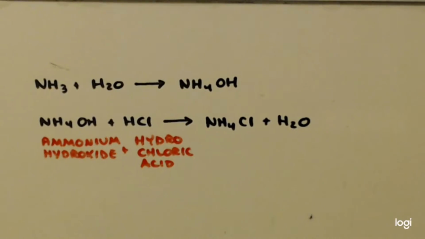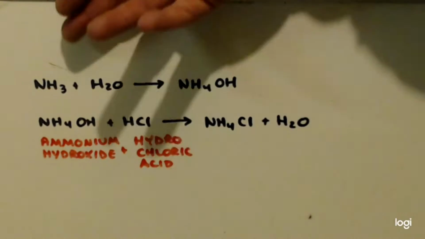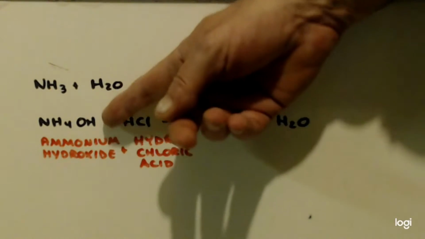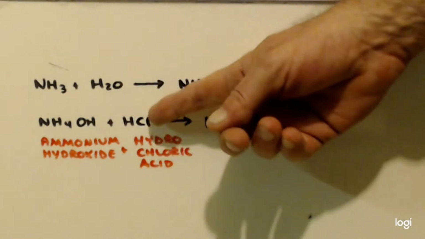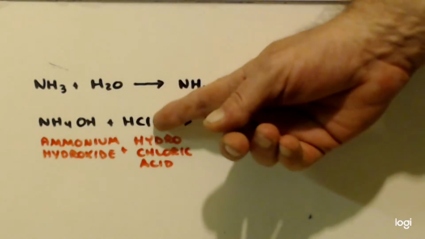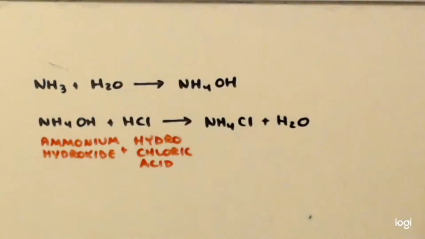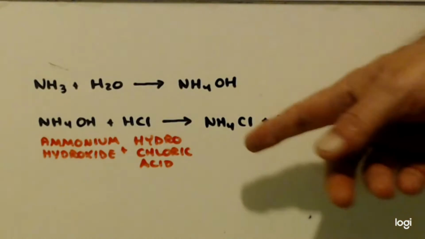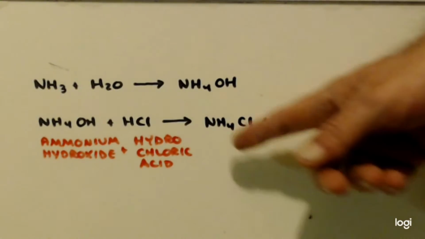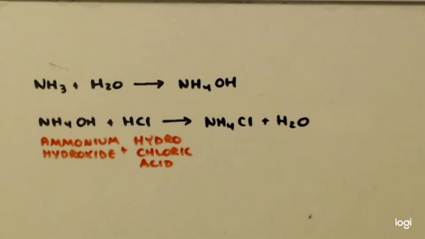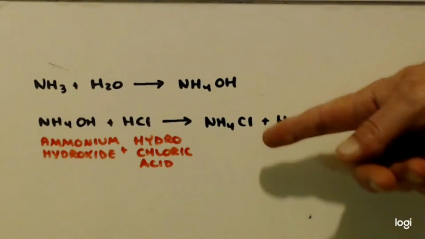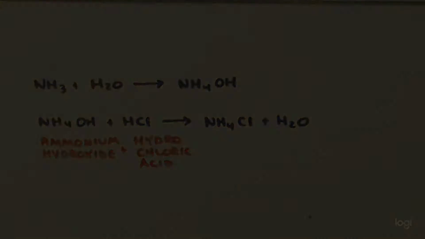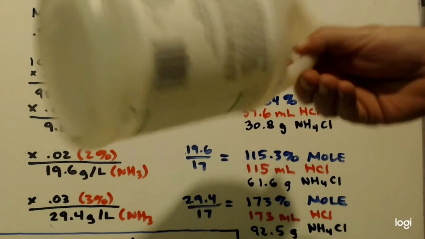Okay, here's your equation. It's a simple equation. If you put ammonia in water, you make ammonium hydroxide. We're just going to basically put ammonium hydroxide with hydrochloric acid. We've got an acid and a base. And what do you get when you get an Arrhenius acid and an Arrhenius base? You get salt water. You get ammonium chloride. One mole of that, one mole of that will make one mole of this. It's that simple. So I had about a liter of this.